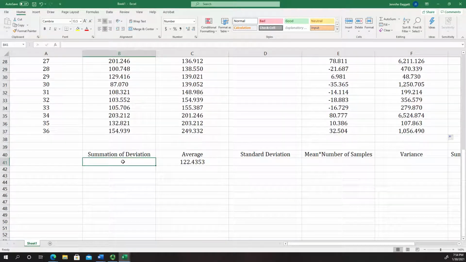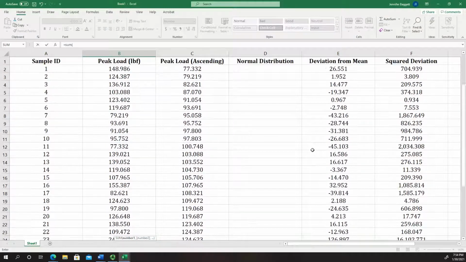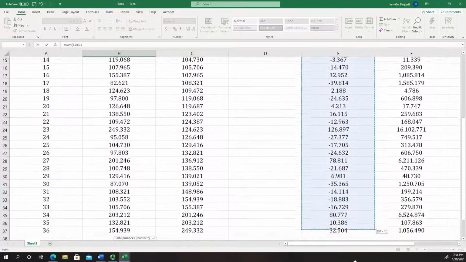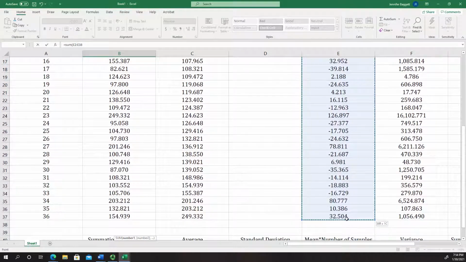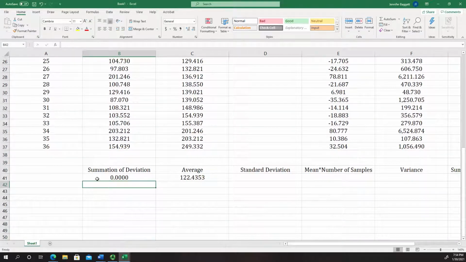So for our summation of deviation, we just want to add up all the values for our deviation from mean. So we do equal to sum, and then we want the entire column that's the deviation from mean. So we just highlight this whole column. And we see we get a value of approximately 0. So why would we get an approximate 0 value when we add all those values together?